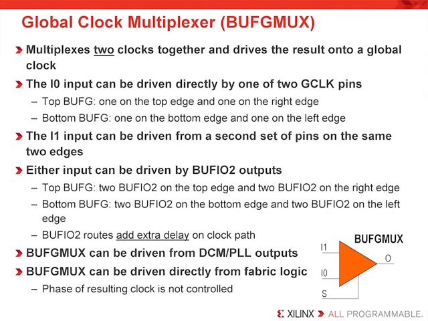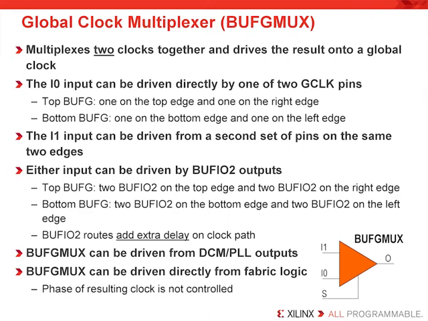Each global buffer, that is a BUFGMUX, has an associated 2-input multiplexer that drives the output onto a global routing resource. These inputs are configured to possibly connect from global clock pins on particular edges of the die or from the BUFIO2 buffers, which are designed to distribute your high-speed I/O clocks. The I/O clocks are designed for low fan-out and maximum performance. This will multiplex 2 clocks together and then drive the result onto a global routing resource.